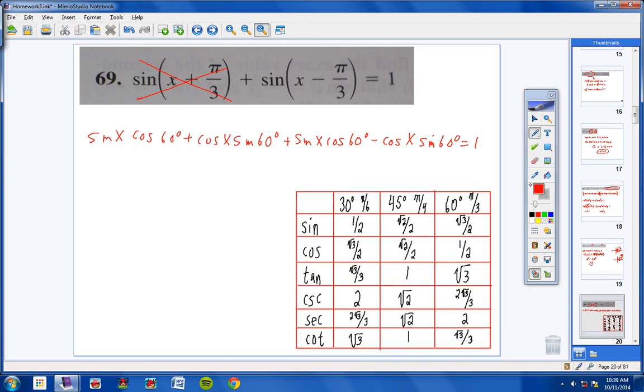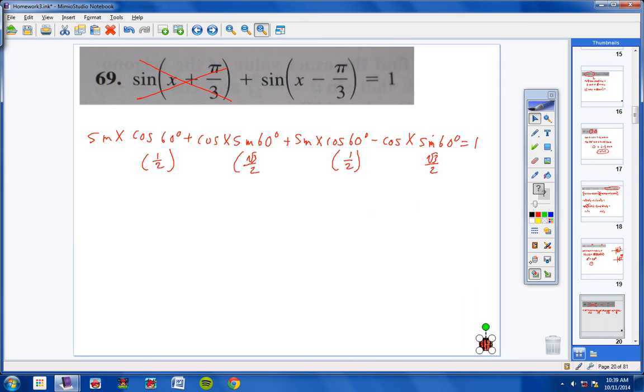Okay, now for cosine of 60, we have 1/2, so here I'll put 1/2. And for sine of 60, I would have square root of 3 over 2, okay? There we go. Now, let's see, bring down your sine x, plus bring down your cosine x, plus bring down your sine x, minus bring down your cosine x, equals 1.